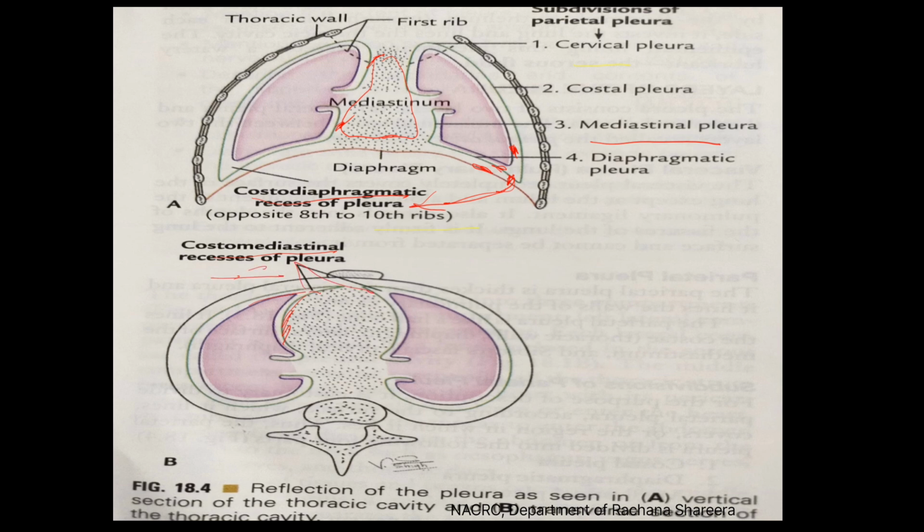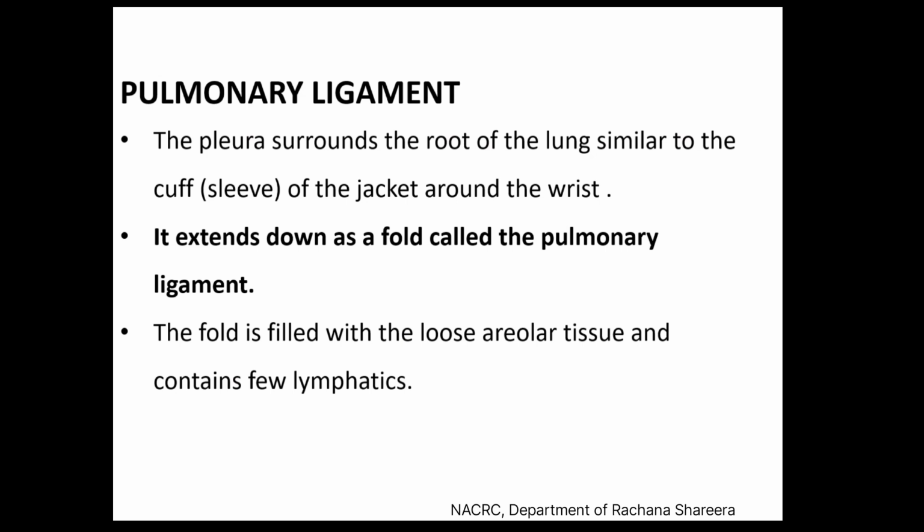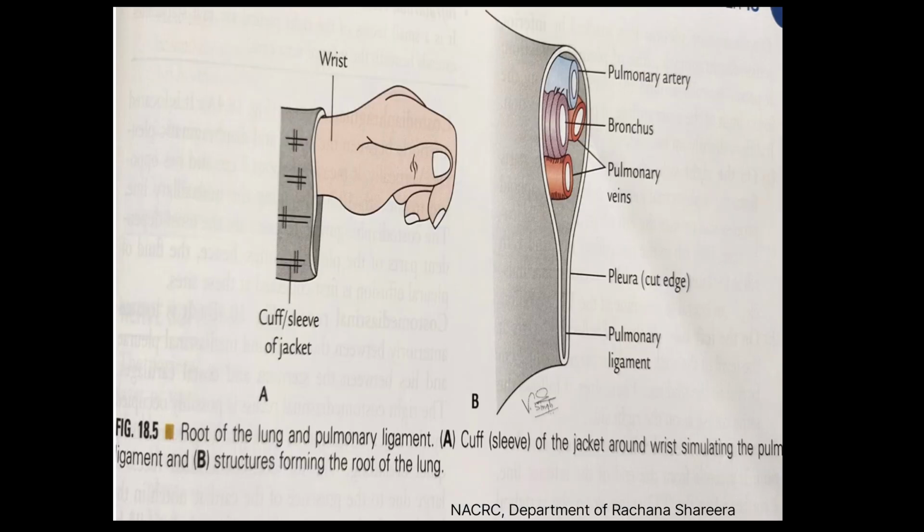Next, pulmonary ligament. The pleura surrounds the root of the lung, similar to a cuff and jacket around the wrist. It extends down as a fold called the pulmonary ligament. This fold is filled with loose areolar tissue and contains a few lymphatics. Like this, a cuff or sleeve-like structure. This part here is the pulmonary ligament.